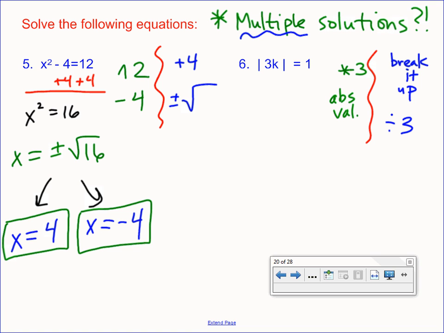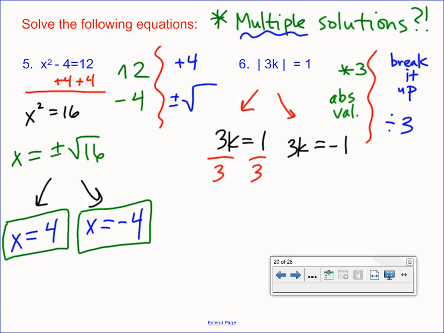Let's go ahead and see what this looks like. So my first solving step would be break it up into two separate equations. One where I take the quantity inside the bars, 3k in this case, instead equal to the positive distance number. And one where I take the quantity inside the bars, 3k, instead equal to the negative distance number. What number is one step away from 0 on the number line? That's the trick. 1. And what other number is one step away from 0 on the number line? Negative 1. So I'll continue on dividing both sides by 3.